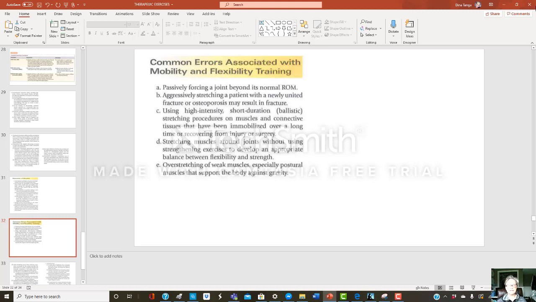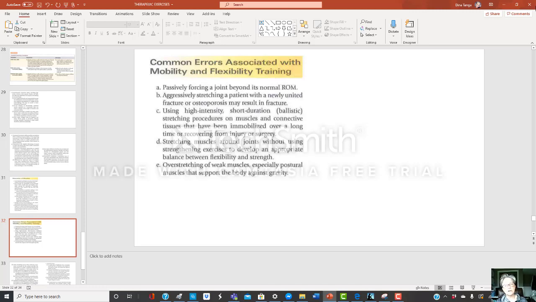Using high-intensity, short-duration ballistic stretching produces procedures on muscles and connective tissue that have been immobilized over a long time or recovering from injury or surgery.